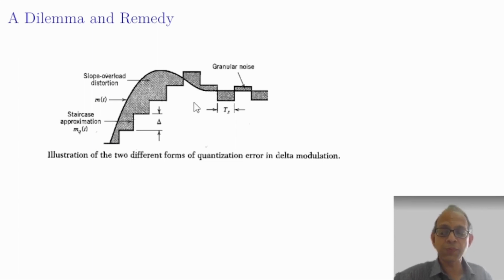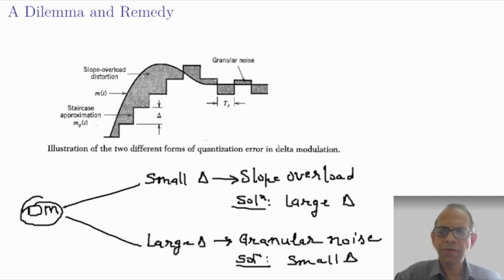The solution for granular noise problem would be a smaller step size. So if we want to solve the slope overload problem, we have to increase the step size. If we want to solve the granular noise problem, we have to decrease the step size. So there is a dilemma. If we try to solve one problem, the other one occurs. So what we note is that in delta modulation, a small step size leads to slope overload distortion. The solution is to use a large step size. If we use a large step size, it leads to granular noise problem, and the solution is to use small step size. So what is the ultimate solution?